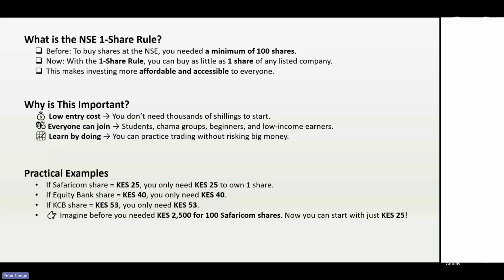If it is Equity Bank, you only need like 40, 50. KCB, the same, less than 60 bob. So if you're saving that 60 every day, it's like you're buying one share of KCB every day. By the end of the month, you will have your 30 shares. Within a year, you have 300 shares just by buying small units.